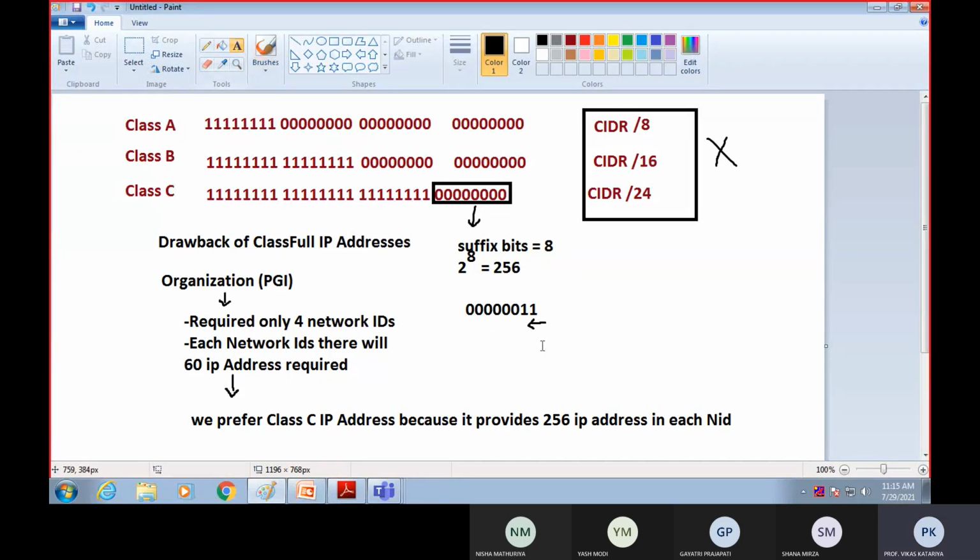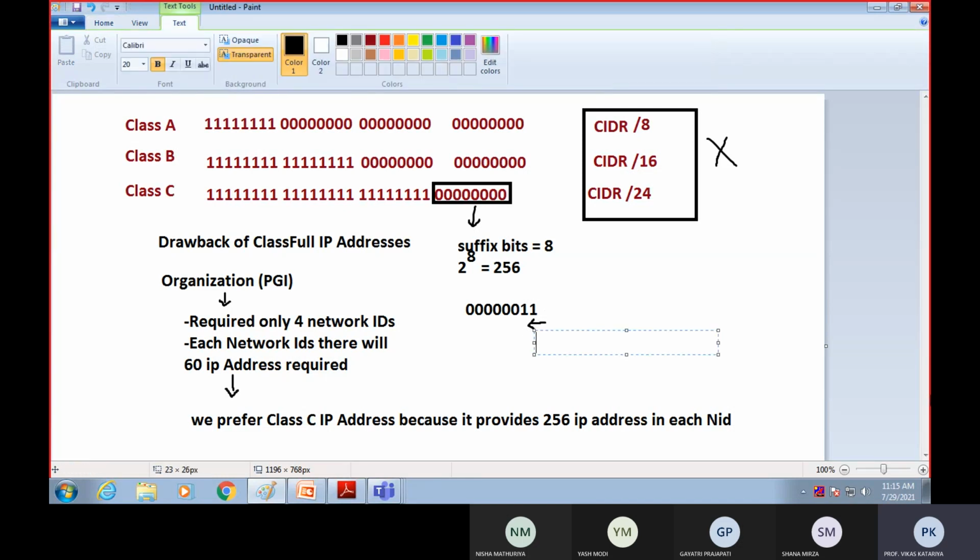2 raised to the power 1 and 2 raised to the power 2. This is the actual meaning. So 2 raised to the power 1, that is 2, plus 2 raised to the power 2, that is 4. 4 plus 2, so it gives us a total of 6 IP addresses. 2 raised to the power 1 plus 2 raised to the power 2.